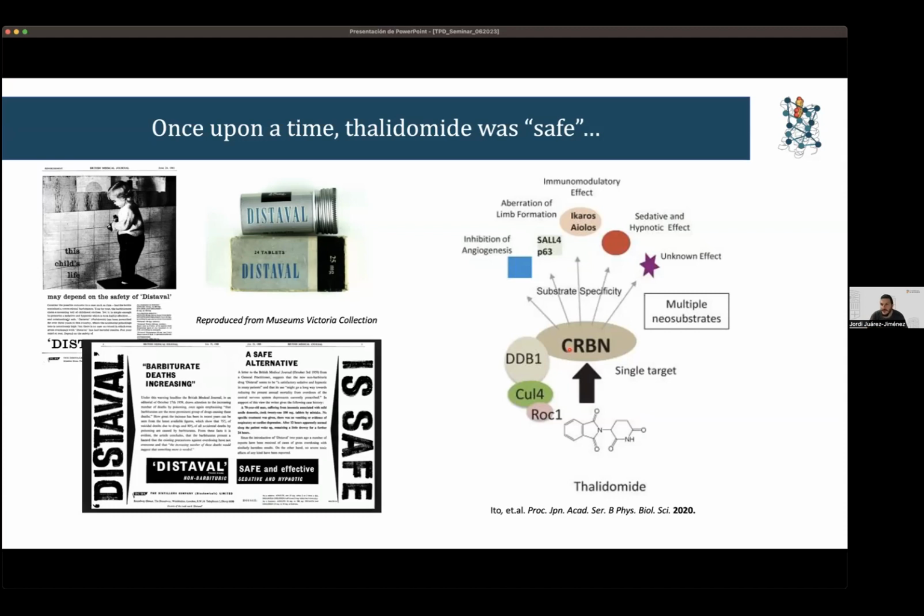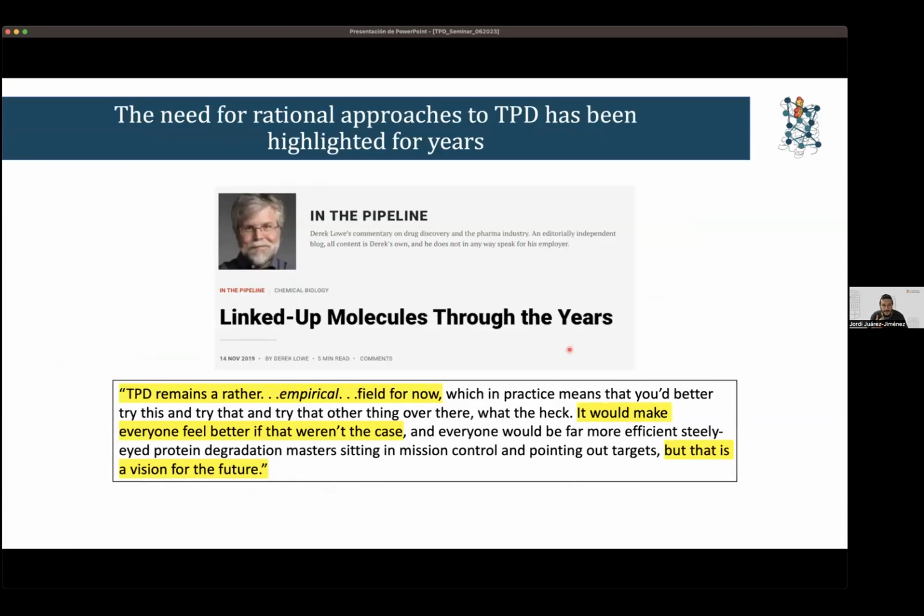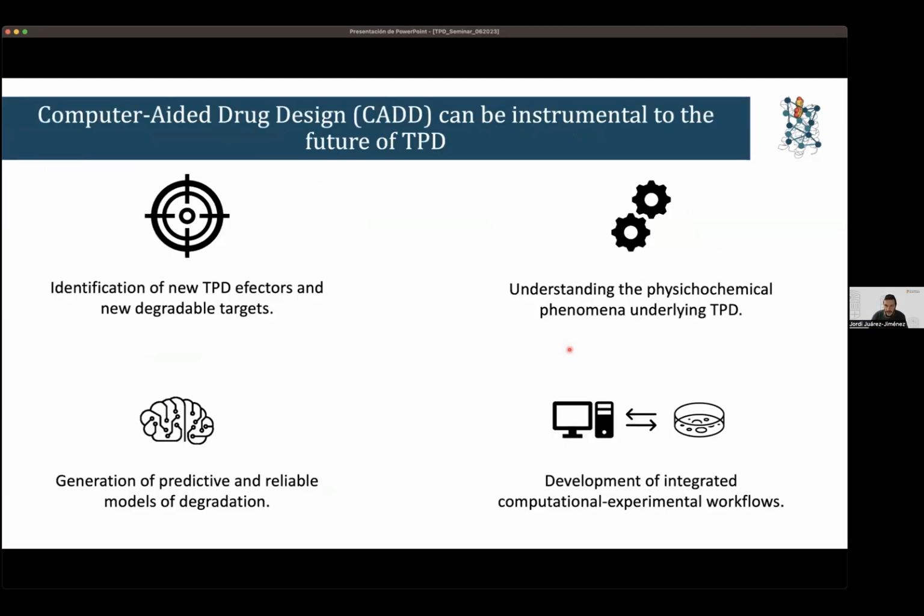And I think that sometimes in targeted protein degradation, that's not so evident. The call for more rational approaches in the field has been highlighted for several years now. And I also think that computational chemistry can have a role in helping expand these rational approaches. There are four specific areas where I think we can be useful: identifying new TPD effectors and new degradable targets, generating predictive and reliable models, or developing integrated computational workflows. I think these are all areas where computer-aided drug design can have a very important role.